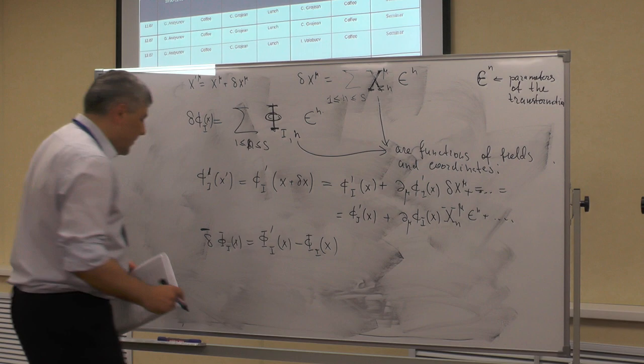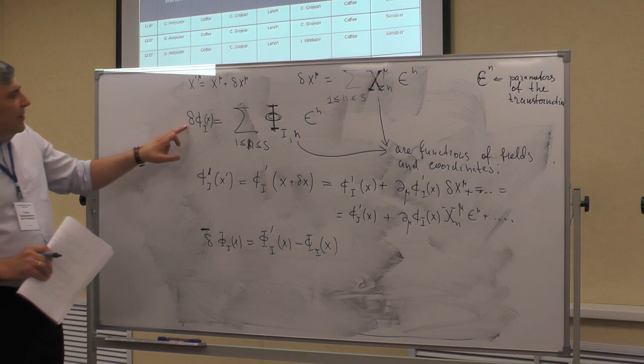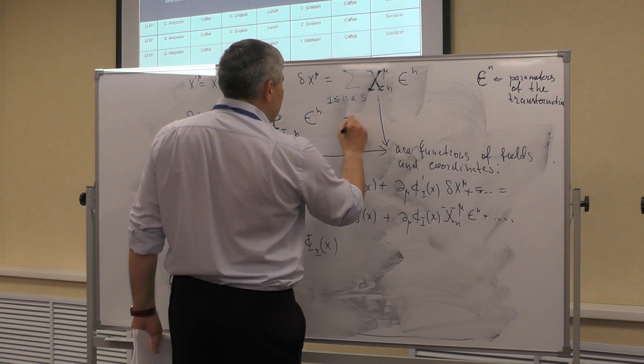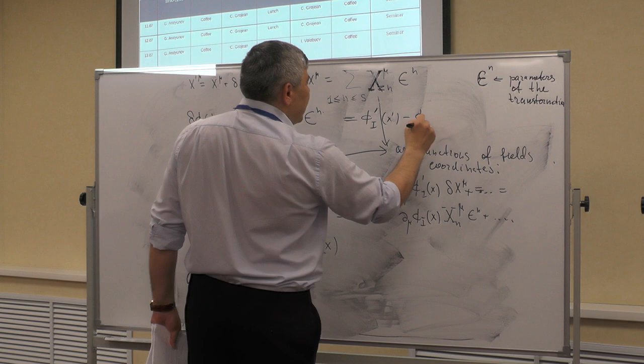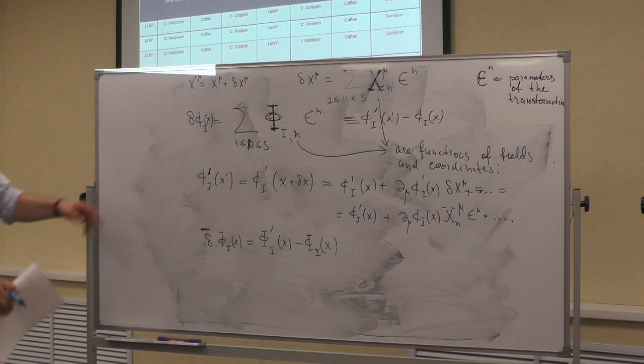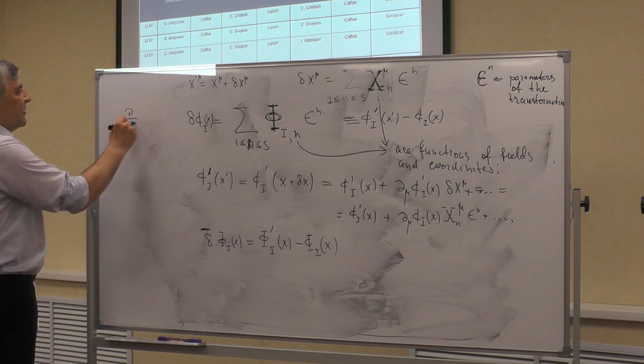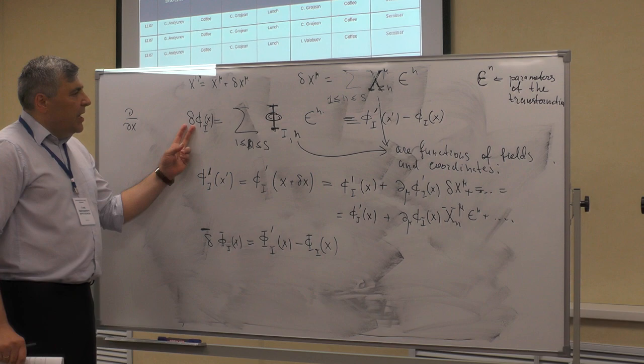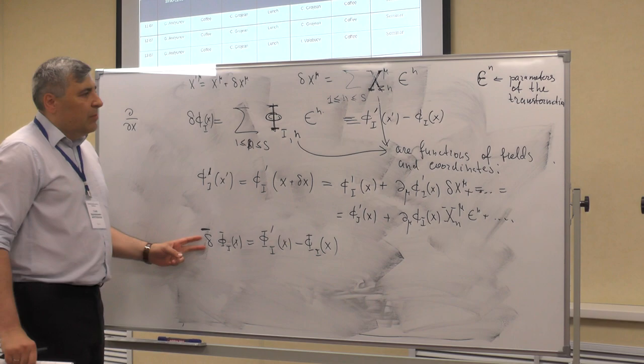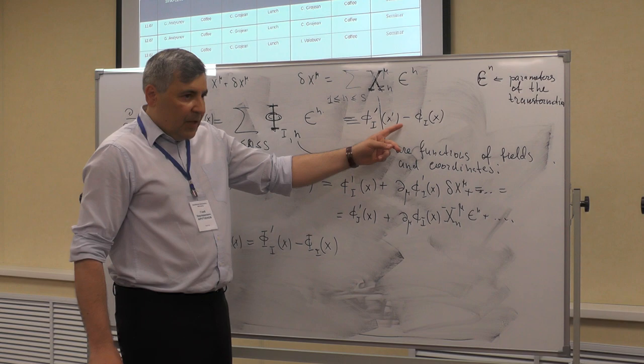So the point is that this variation delta, which is actually introduced here as, let me first give a definition. This is the difference between phi I prime on x prime minus phi I on x. This is by definition the quantity here. This variation delta does not commute with the derivative d over dx. And this is for the reason that this variation here happens because you not only vary the form of the field, like here, but you also change the space-time point. You change from x to x prime.